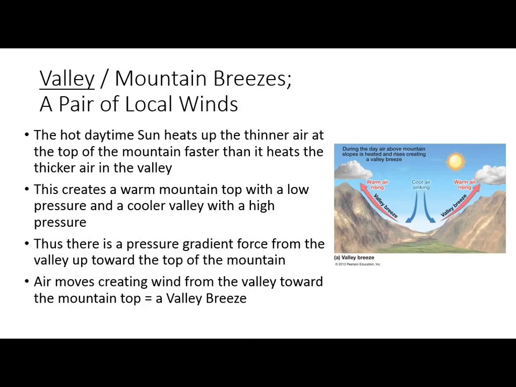Here's another pair of medium-scale winds. They both have to do with basically having a mountain, a pair of mountains, and between the mountains you have a valley. So we have mountain, mountain, valley.